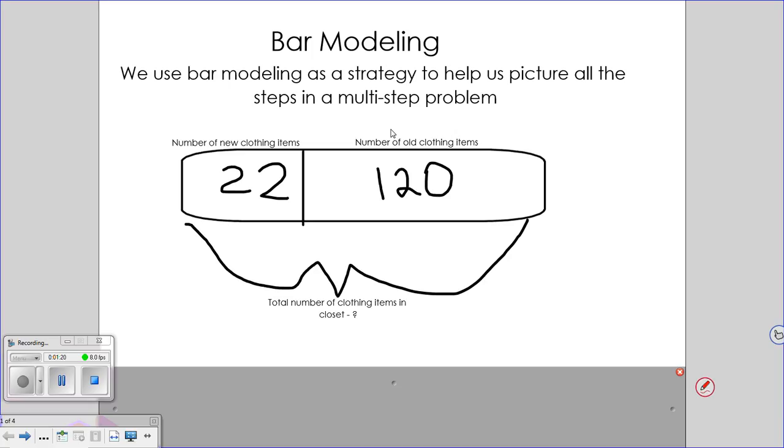Just like when you do multiplication and you do an equal groups drawing, or in multiplication where you do an array drawing, or maybe in addition and subtraction you use expanded form, all of those are strategies to show your work. This is another strategy. The cool thing about bar modeling is you can do it in any operation. You can do it with addition, subtraction, multiplication, division. You can do it anytime.